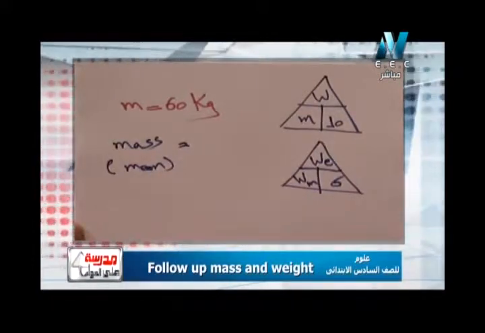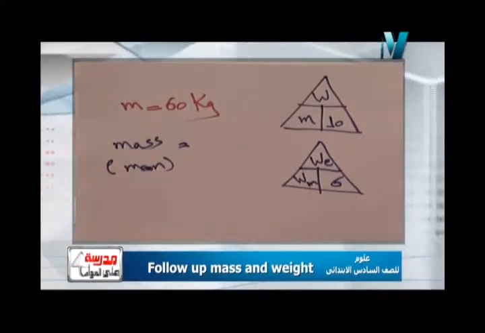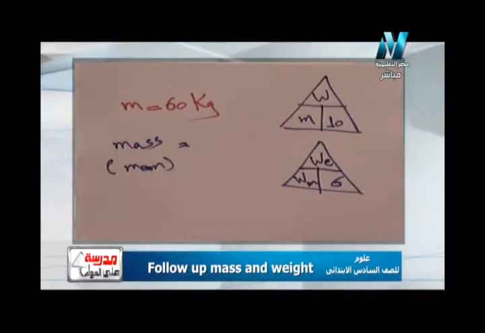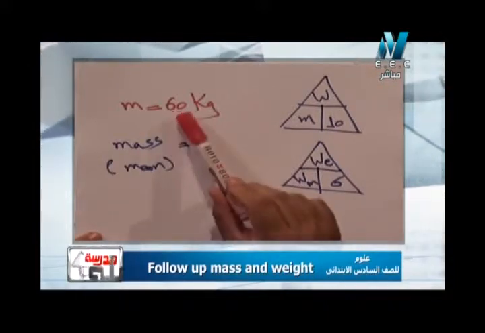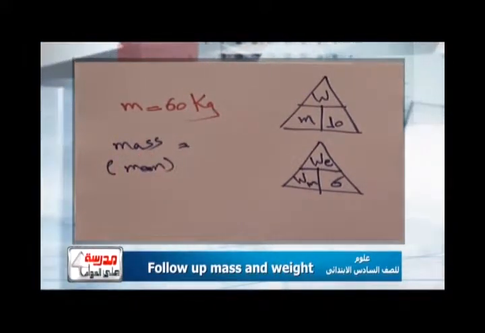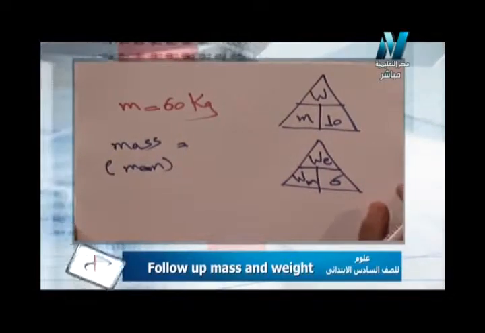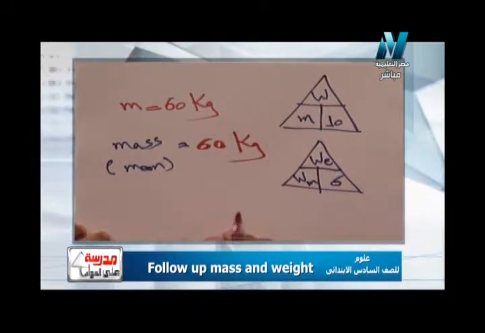Okay. What about the mass on the moon? We know that the mass on the moon doesn't change. So I can write the mass without a law. When I want the mass and I have the mass on the earth, and I want the mass on the moon, I won't use any law at all, because we know that the mass doesn't change. The mass is 60 kilogram because it doesn't change.